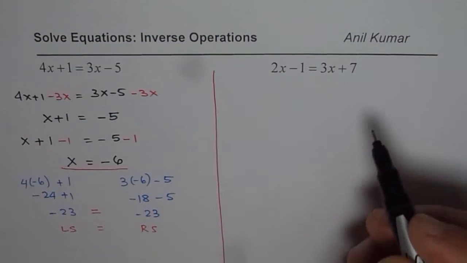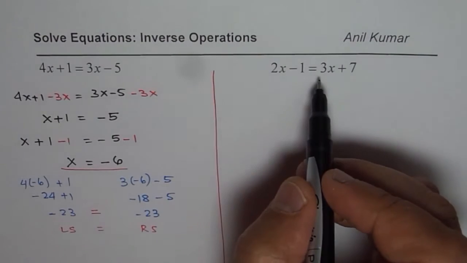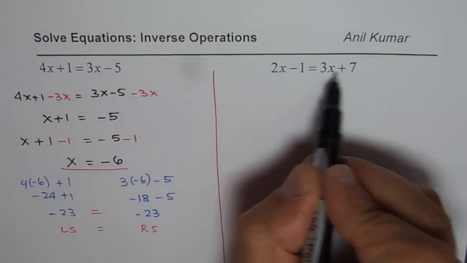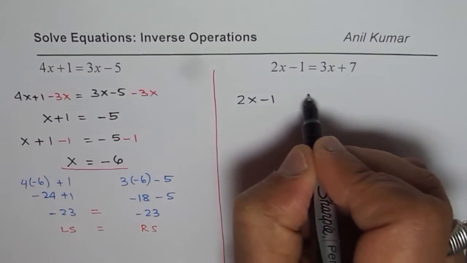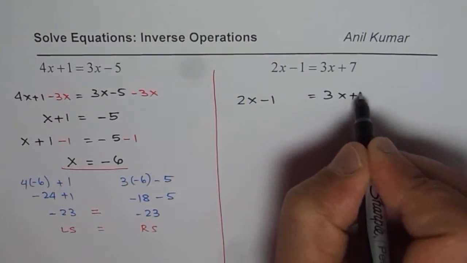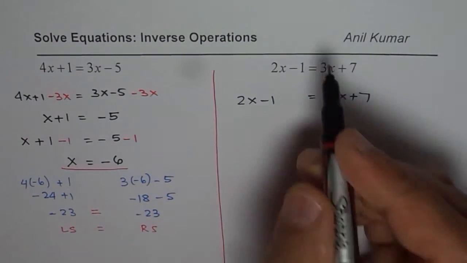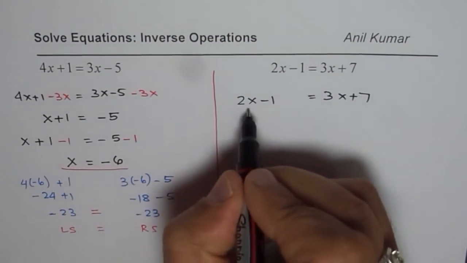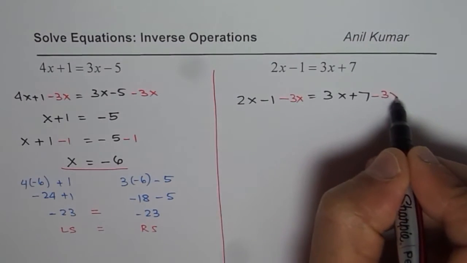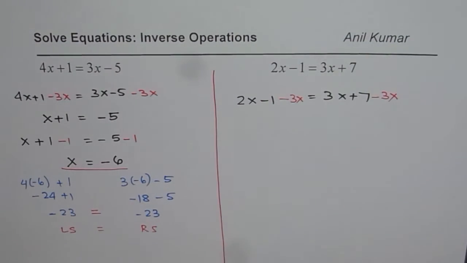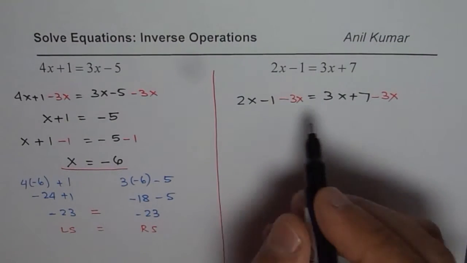Here are my steps. First step is I'll prefer to take away 3x, right, as we did here. So what we have here is 2x minus 1, and here we have 3x plus 7. So in step number 1, I'm isolating x on the left side. So I'll take away 3x from both the sides, right? It's better to keep the variable on the left side. There is no hard and fast rule. You can keep it on any side you want.